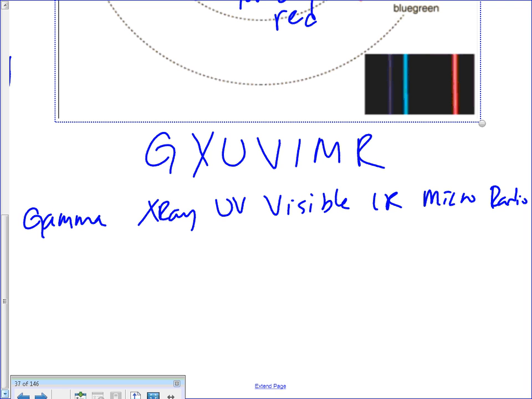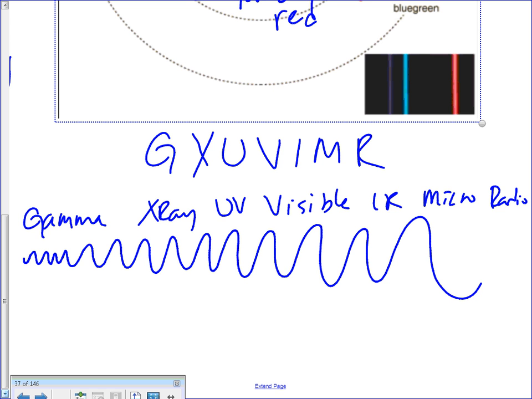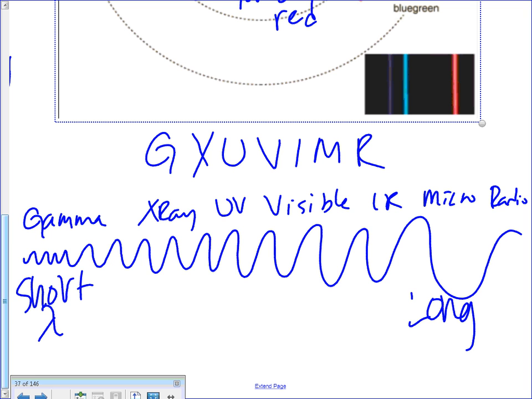But gamma rays are little bitty things. X-rays get a little bit bigger. UVs are bigger, visible is bigger, and then we have crazy long radios. That's not exact, not to scale there. That's the best I can do for wavelengths. This is a good way to remember which is the short end of the stick. Which one's the short end of the stick? Gamma. So this is short wavelength. These are long wavelengths.